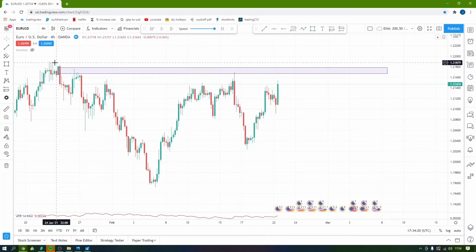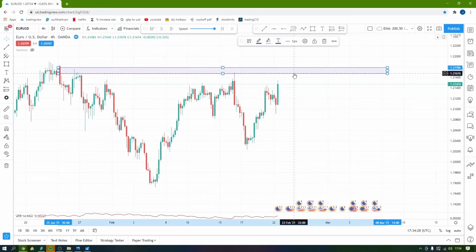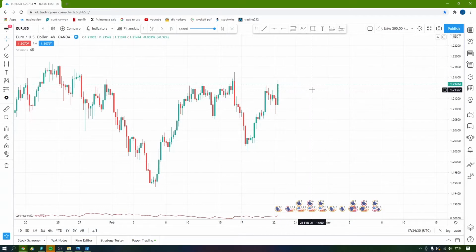Was tapped into slightly there, but again, we are going to have liquidity left up in this area, so I was still confident that I'm bullish on this pair for, well, definitely for the day that I took the trade. So I was looking for a buy position.